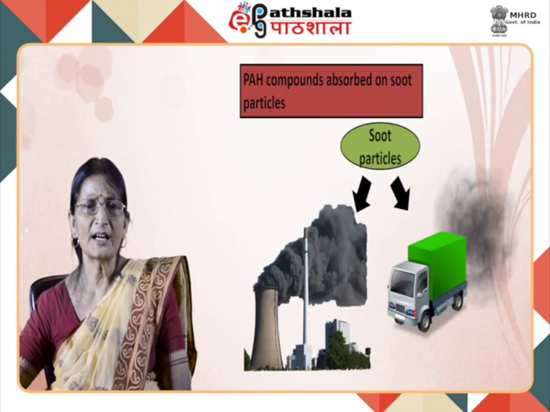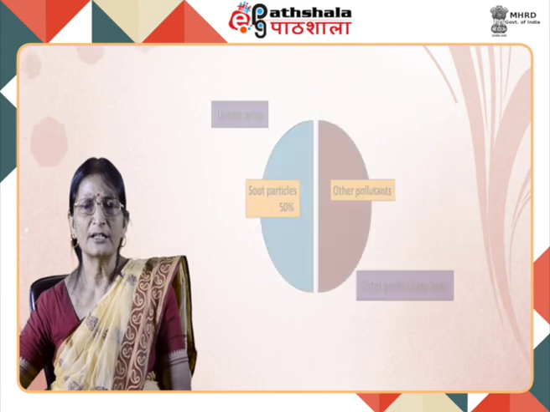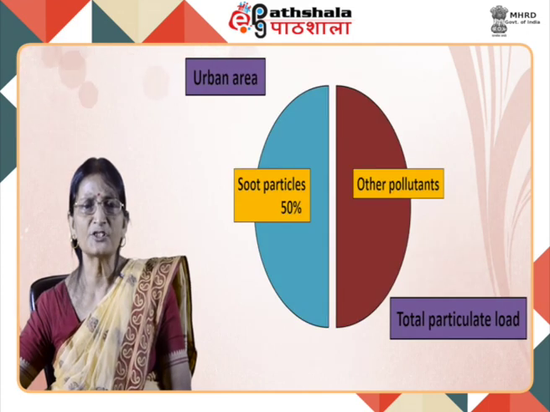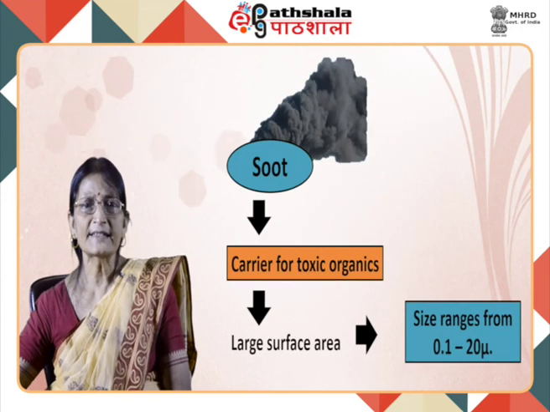The polyaromatic hydrocarbon compounds are usually adsorbed on soot particles, which are also formed during combustion. In urban areas, this accounts for half of the total particulate load. The hydrogen content of soot is 1 to 3% and the oxygen content about 5 to 10% due to partial surface oxidation. Soot acts as a carrier for toxic inorganics due to its large surface area. The size range of these particles is between 0.1 to 20 microns.